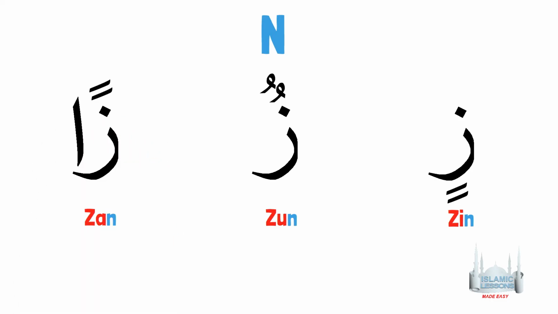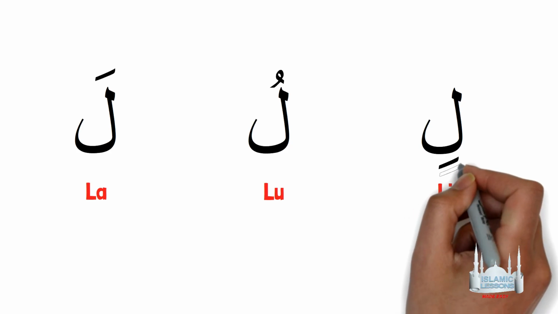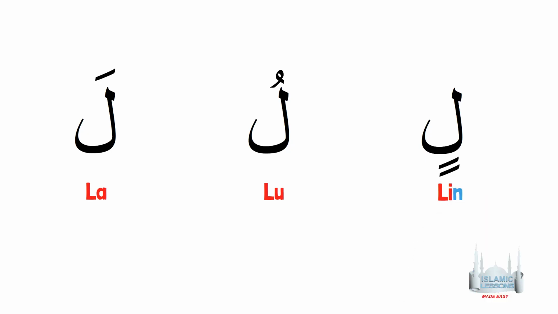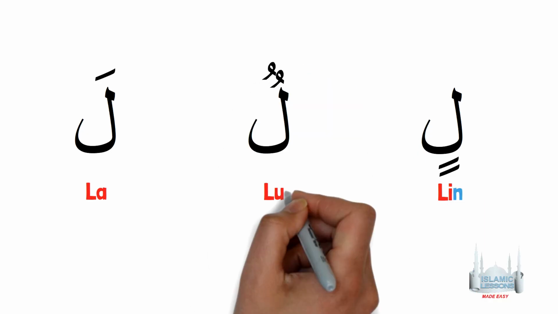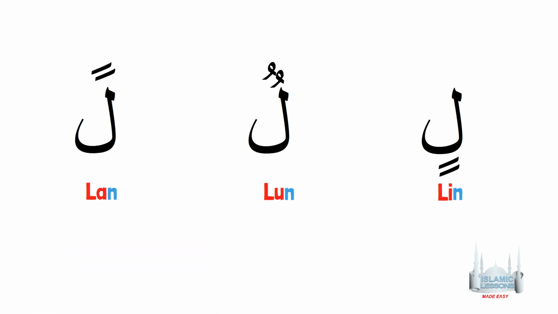cases. Another example, Laam with a fatha is la, with a dhamma, lu, with a kasra, li. With two kasras, lin, two dhammas, lun, with two fathas, lan. Don't forget to add the alif because there are two fathas. This is how the lam and the alif are written in the books.